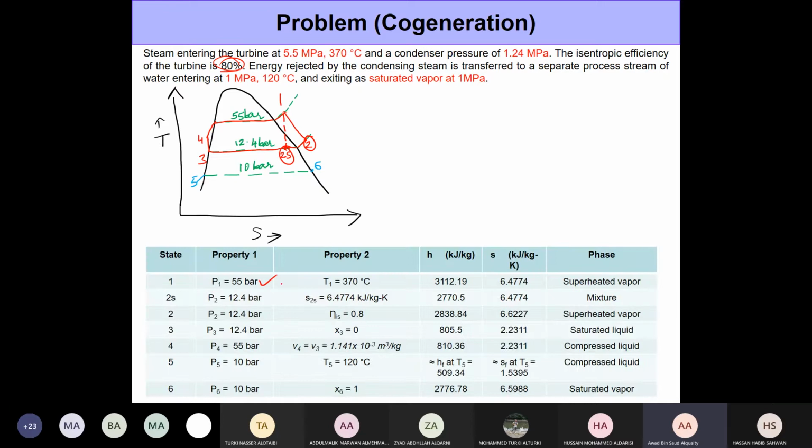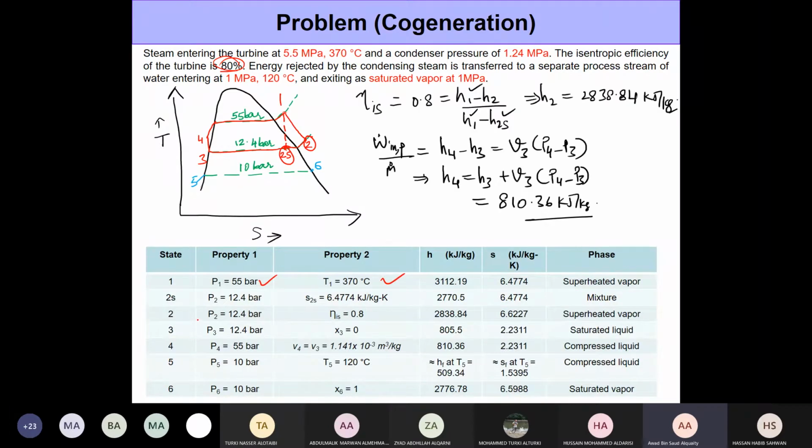State 1 is easy. We have the pressure and temperature, so get it from the superheated vapor table. For state 2, we have to make use of the isentropic efficiency. First, you determine the enthalpy at state 2s. The way to determine it is pretty straightforward. You have the pressure, and we have the entropy as well. S2s is equal to S1, right? That's what happens in an isentropic process. Now, using this value of S2s, you determine the quality of the mixture, and using that you determine the enthalpy H2s.